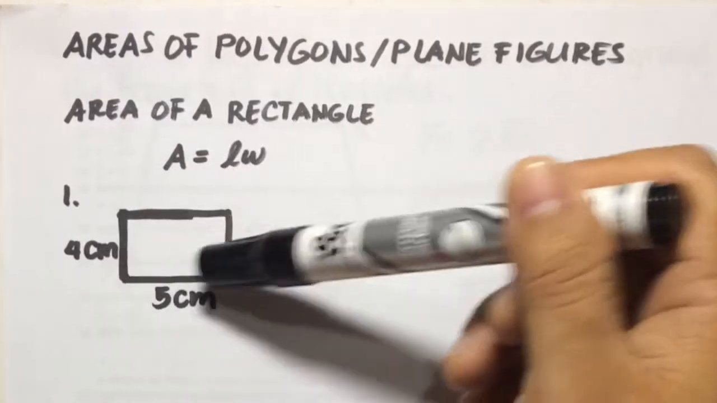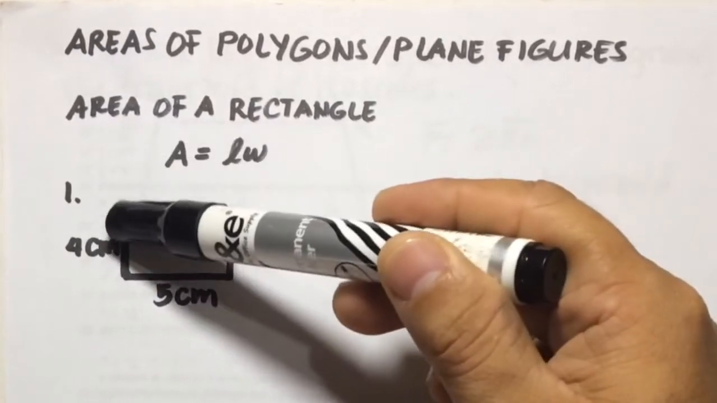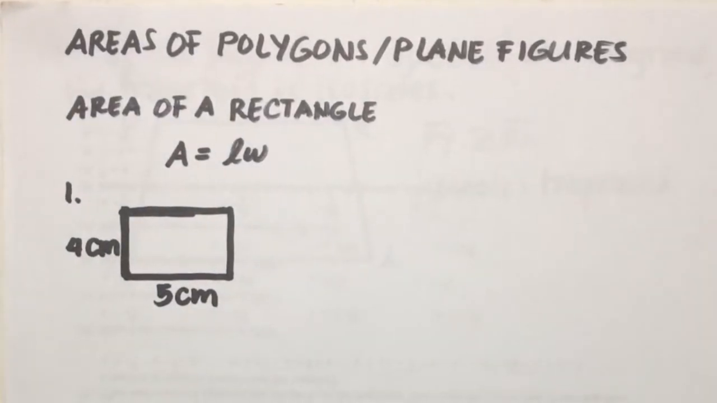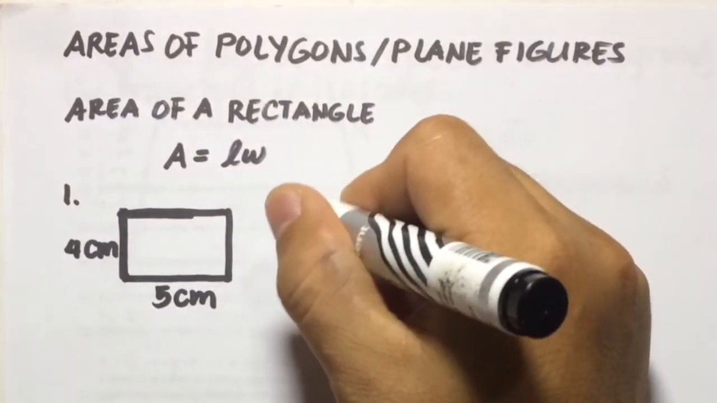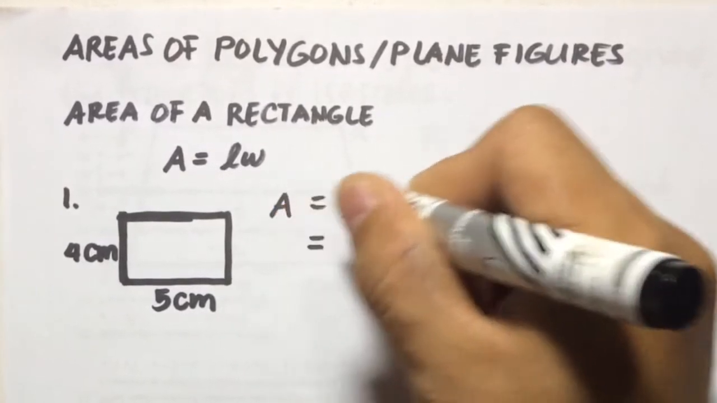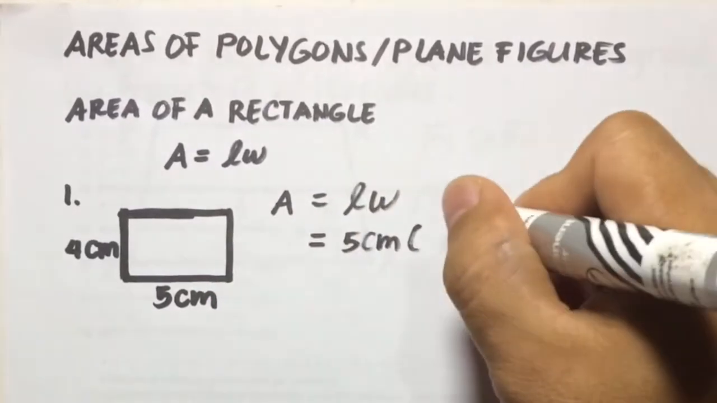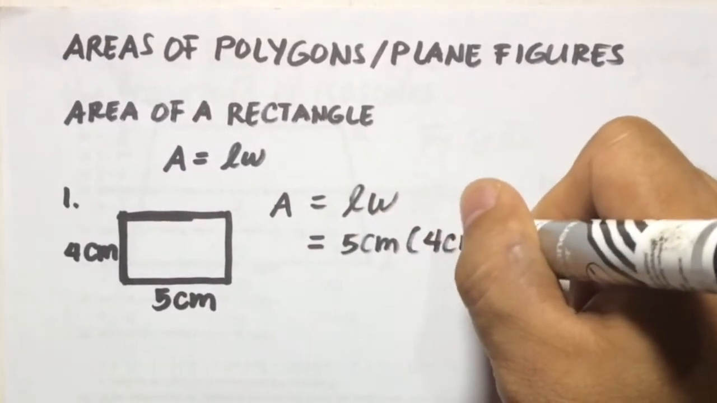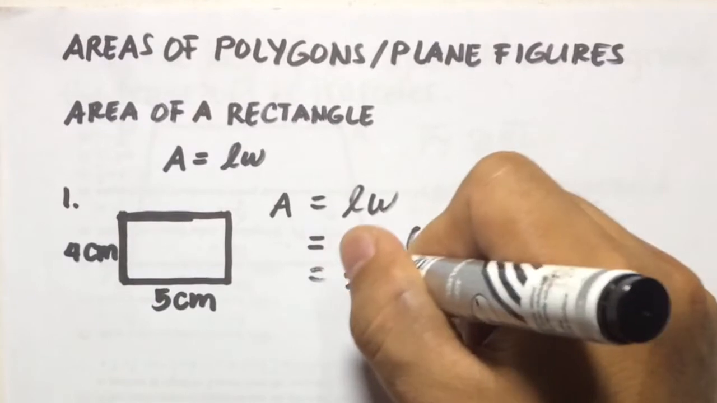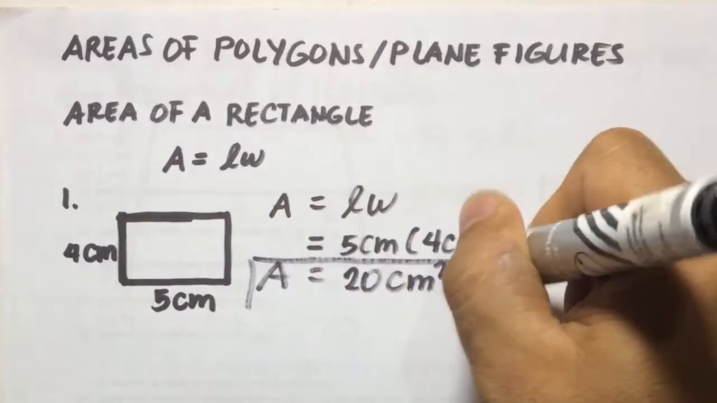Now if we have the rectangle here, the length is 5 cm and the width is 4 cm. Solving for the area of this rectangle, we're going to use the formula A equals length times width. Then this will be equal to length is 5 cm times the width 4 cm. So 5 times 4 will be 20. So the answer here will be 20 cm squared. So this will be the area of the rectangle.